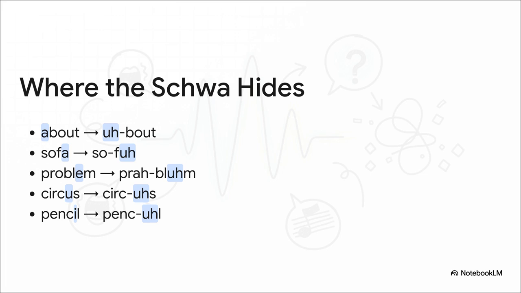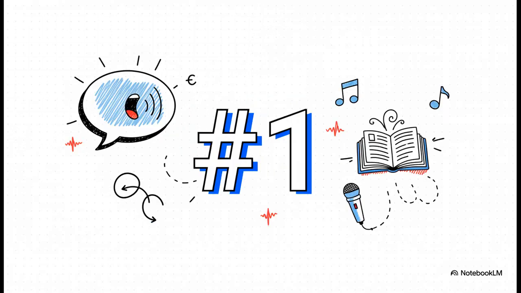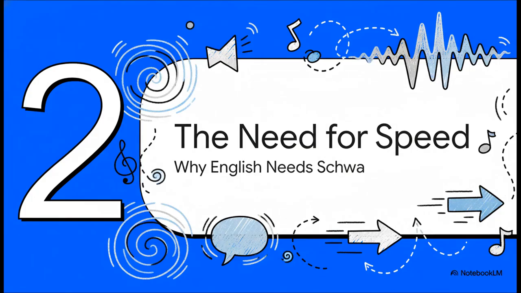It's the A in about, the A at the end of sofa, that E in problem, the U in circus, even the I in pencil. See? All those different letters, all making the exact same sound. That's right, this little sound you probably hadn't even heard of until today, it's number 1, the most frequent, most crucial vowel sound we've got. And it just goes to show you how different spoken English is from what we see on the page. So you gotta ask, why? Why does our language lean so heavily on this one quiet little sound?